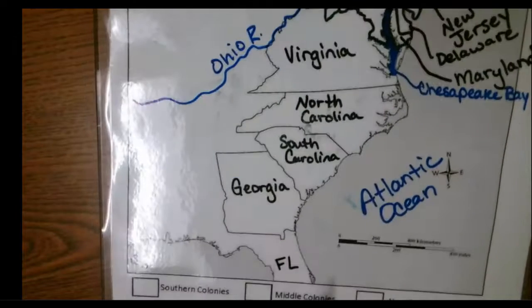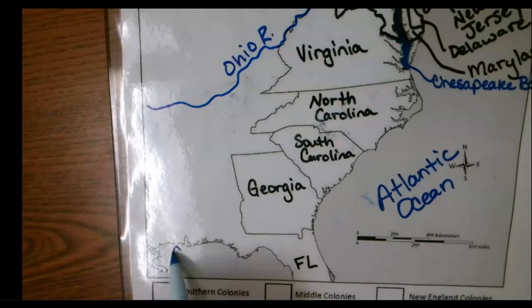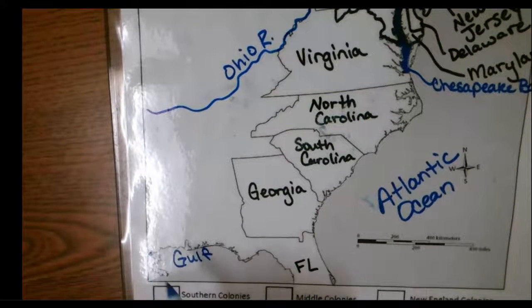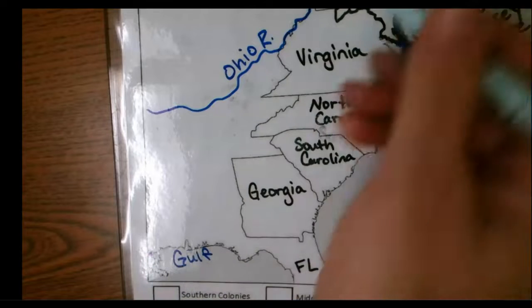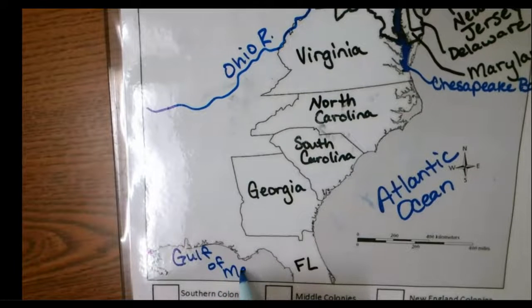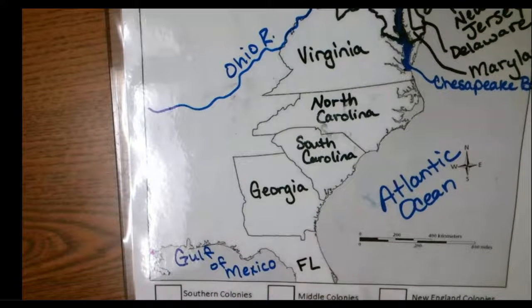Now the next one we have to do is the Gulf of Mexico. It's down here. The city of New Orleans is over here. This is where the Mississippi River empties into the Gulf of Mexico. The Ohio River empties into the Mississippi. Gulf of Mexico. Okay. So we now have our bodies of water done.